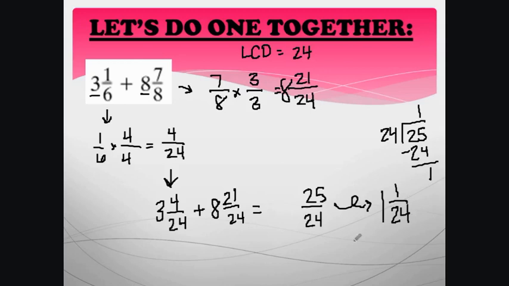I'm going to add that to my whole numbers. So I have 3 plus 8 plus 1 and 1 over 24. 3 plus 8 equals 11, plus 1 equals 12. And we're going to add on our proper fraction of 1 over 24.